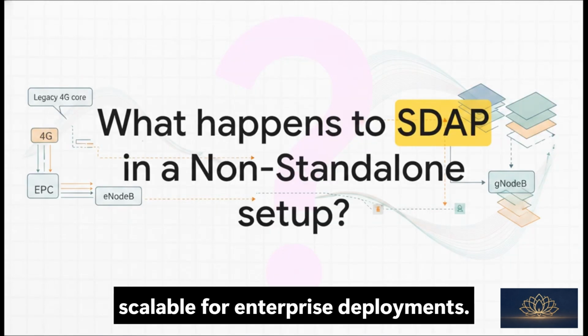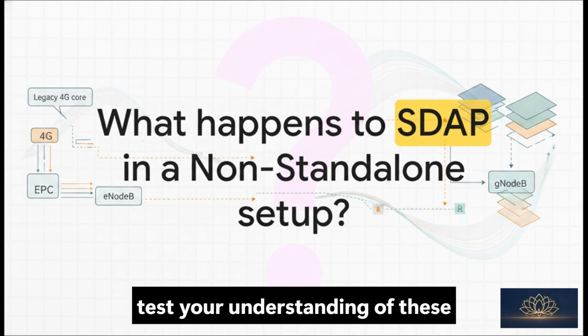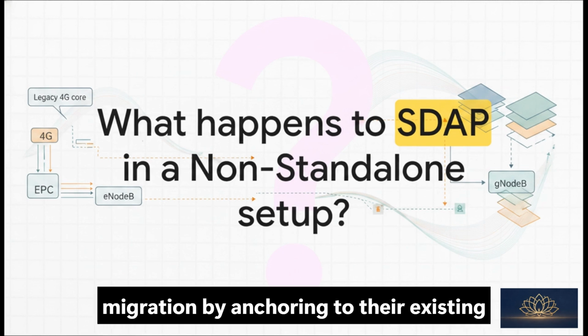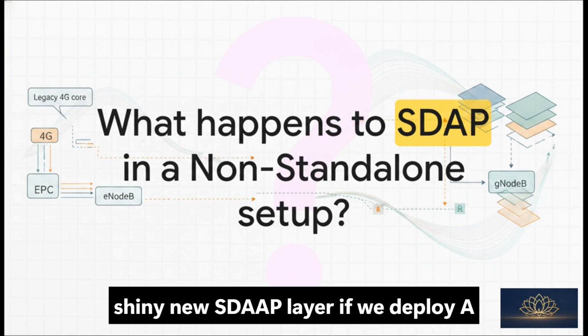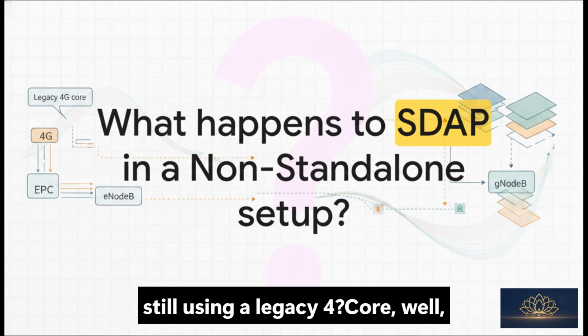Let's do a quick thought experiment to test your understanding of these architectural dependencies. Many operators and enterprises start their 5G migration by anchoring to their existing legacy networks. So what happens to this shiny new SDAP layer if we deploy a non-standalone or NSA network that's still using a legacy 4G core?